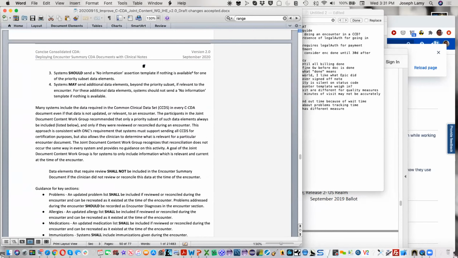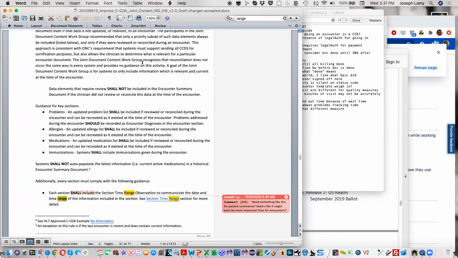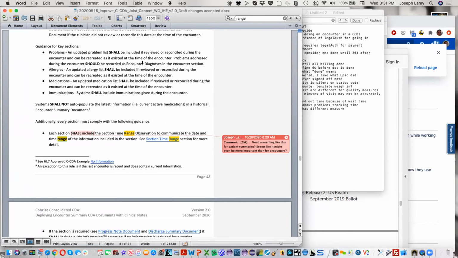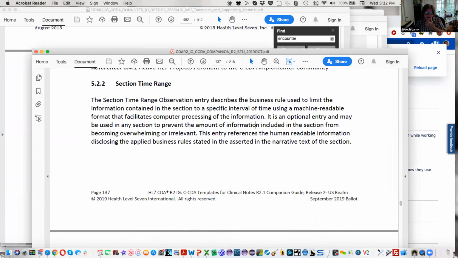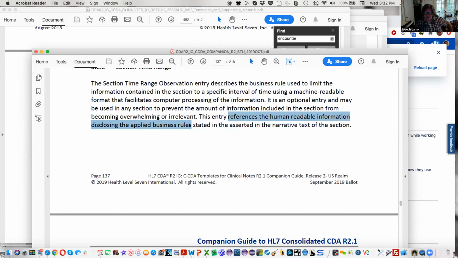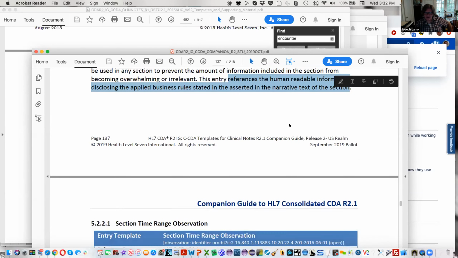So what about the ones that are not time-based? Like one of yours said up to 5 procedures in the last 18 months. What if they had 20 in the last 18 months? How would the user know? Yeah, well, let's look at the companion guide and what it has to say about this. This just describes the observation entry to describe the business rule. It references the human readable information disclosing the applied business rules in the narrative text of the section.